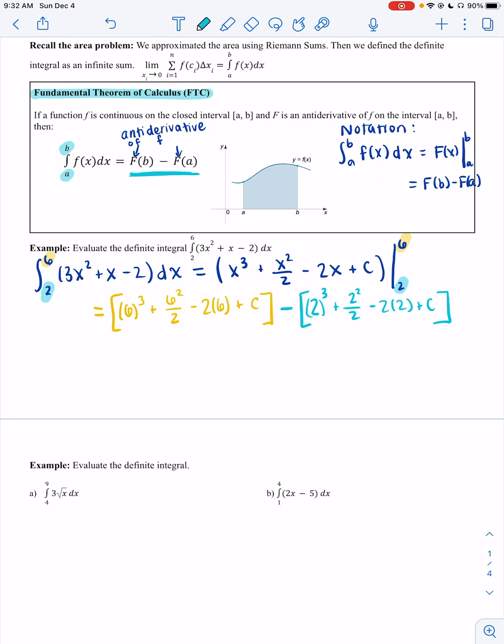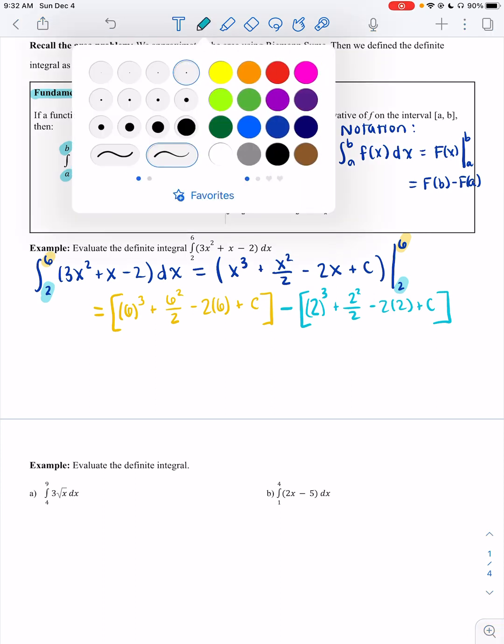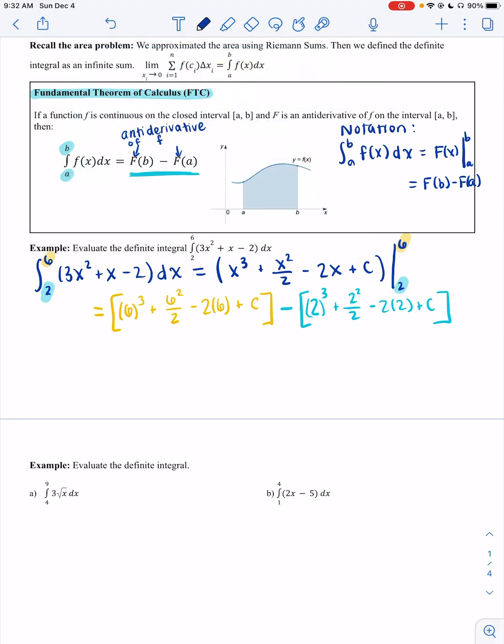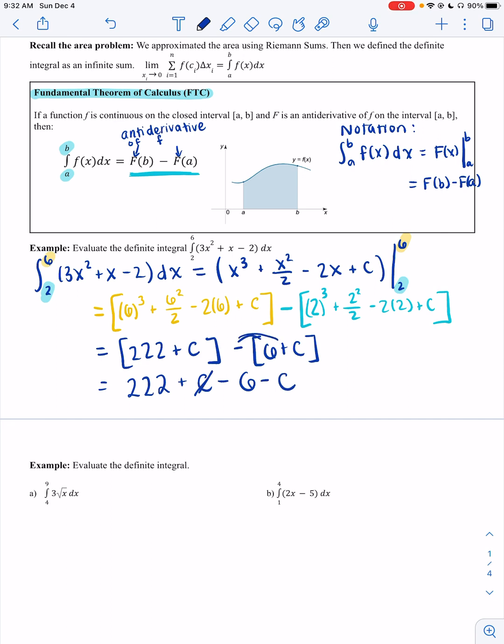Okay, and then you would evaluate each of those. Definitely feel free to use a calculator if you're just doing this on your homework. That's fine. So on this one, I believe, you can double check, I think we're going to get 222 plus c. And for that second one, we get 6 plus c, which would be 222 plus c minus 6. I'm just distributing this negative, minus c. And so you can see that the c's go away.